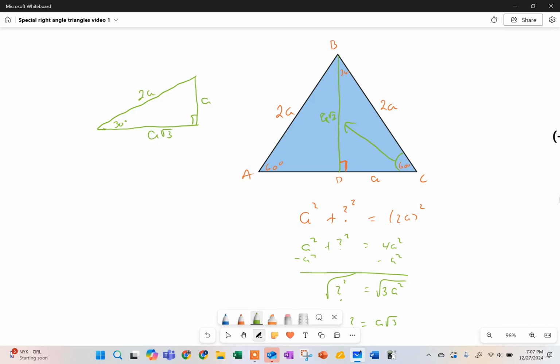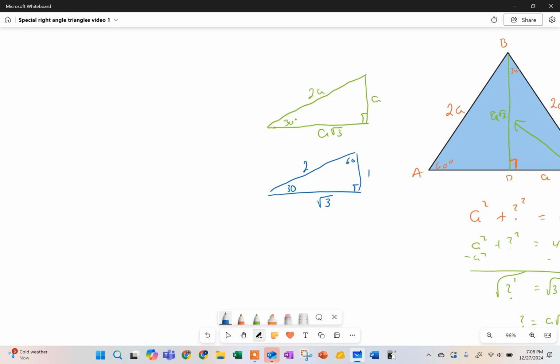Now, if I were to divide all sides by a, I would rewrite this as... Now I'm dividing all the sides by a. This would be 2, this would be 1, this would be 1 radical 3. And once again, this is 30, this is 60, and that's 90.